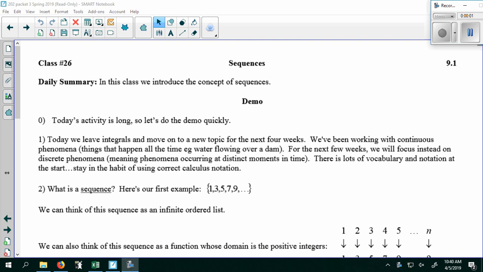Talk about sequences today, class 26. Today's activity is long, so we'll get through the demo as quickly as we can.